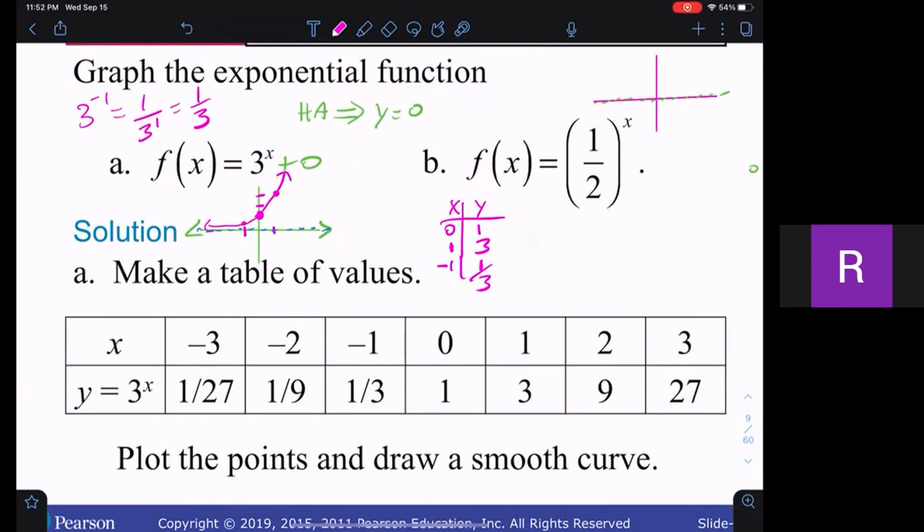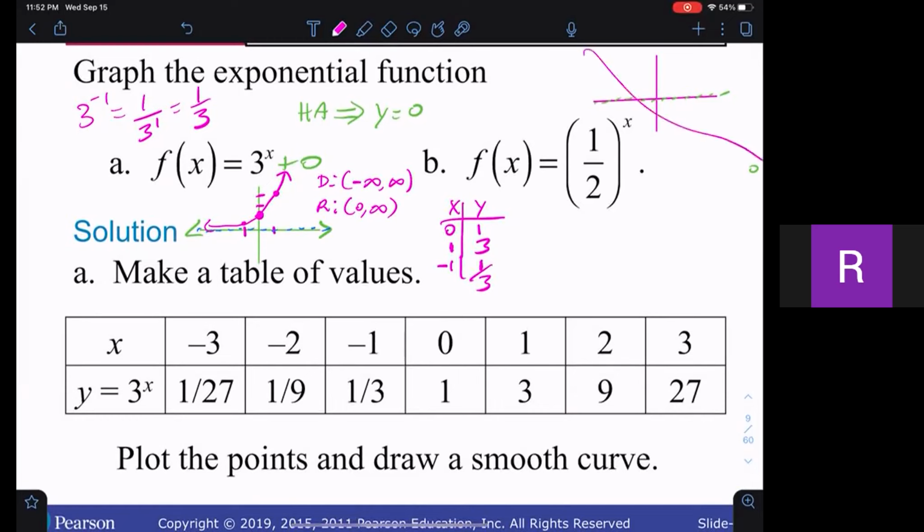So now the question is, what's the domain? The domain for exponential functions is all real numbers, so negative infinity, infinity, right? And what's the range here? Well, the range is the y values, right? So the y values come from what? From the horizontal asymptotes, and that's not included. So that's going to be 0 to infinity. That's it. You're done. That's all you have to do.